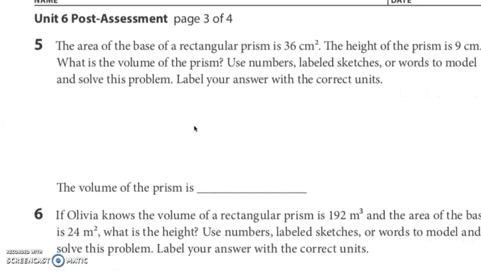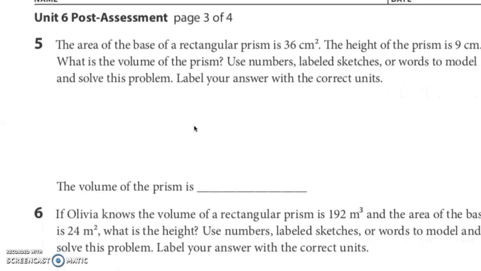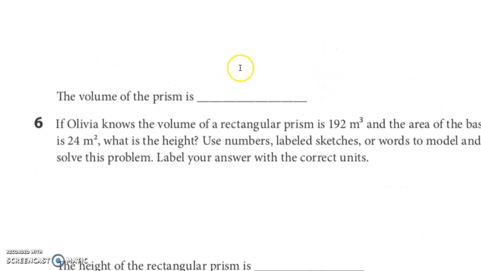Then you're going to scroll down to problem number 5. Number 5 asks you to think about this. The area of the base of a rectangular prism is 36 centimeters squared. Now you know the area, and if you know the area, you also know the height. The height of the prism is 9 centimeters. So knowing the area and knowing the height, you now need to find the volume of the prism. Use numbers, labeled sketches, or words to model and solve the problem. Label your answer with the correct units. So here's where your answer goes.